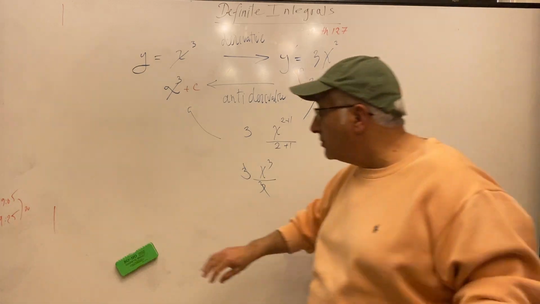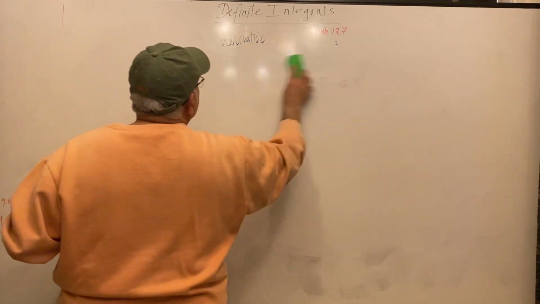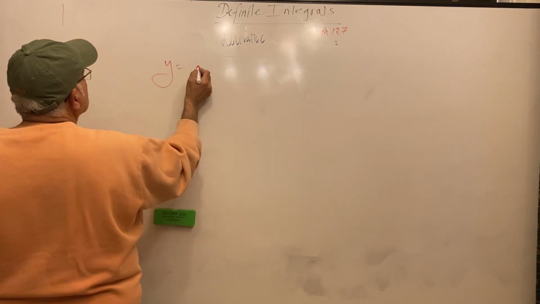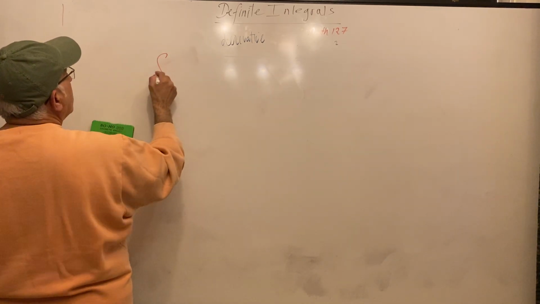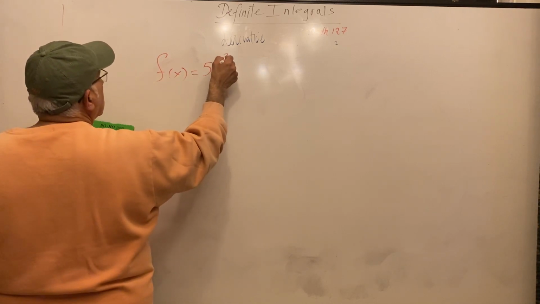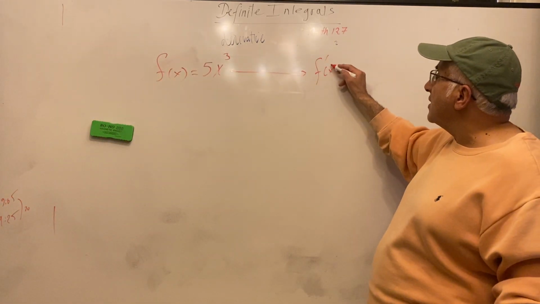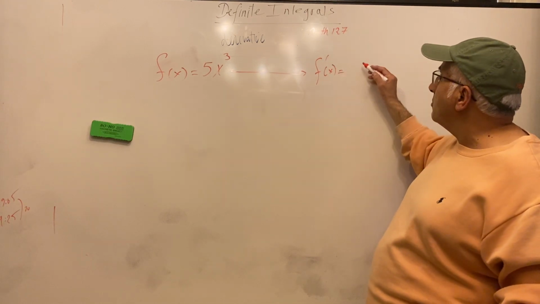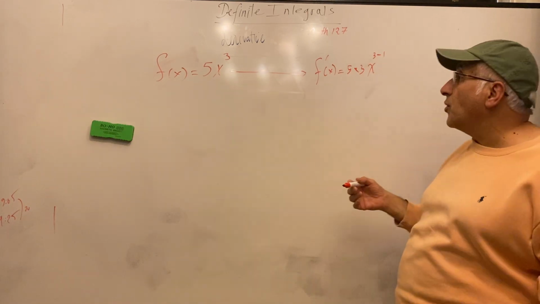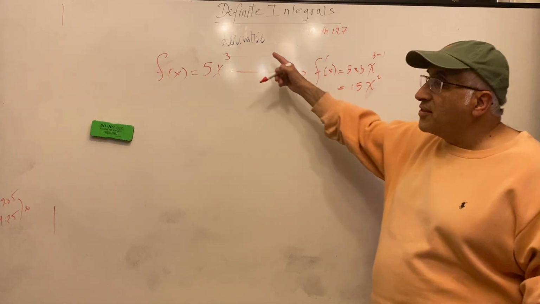Let's have another example. If you remember, we also had, let's say, f of x equals 5x to the power 3. What's the derivative of that? We bring the 3 down and the power minus 1. That's the usual thing. So the answer will be 15x squared. This is applying the derivative.